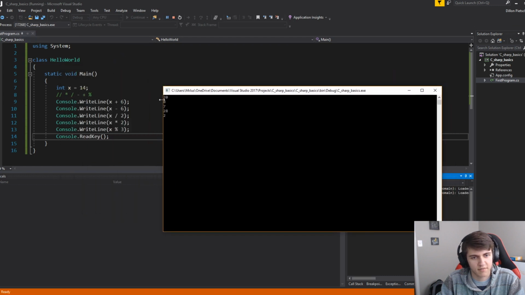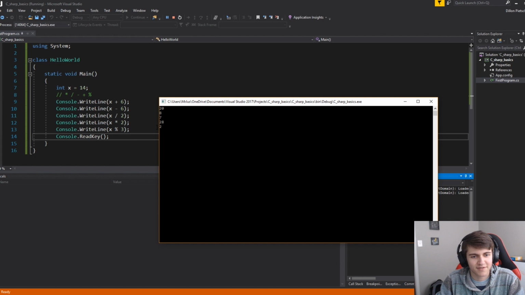So 14 plus 6 is 20. 14 minus 6 is 8. 14 divided by 2 is 7. And notice how this is just 7. It's not 7.0. And this is an important distinction, and I'll get into division after I talk about the modulus operator. And then 14 times 2 is 28. And then this weird modulus operator, when we use 14 modulus 3, we get 2 back.